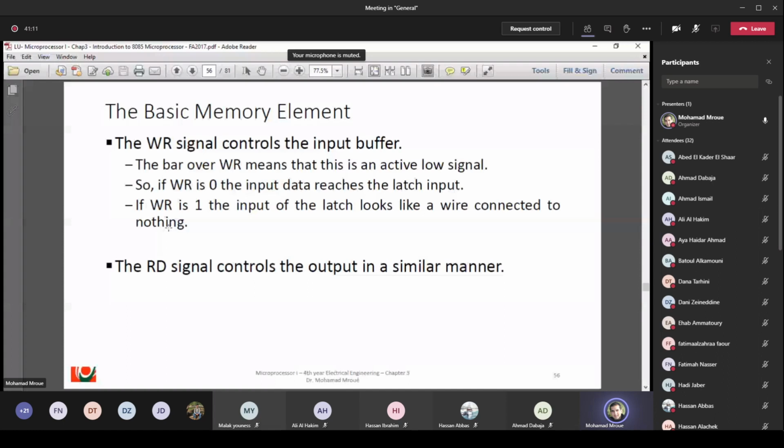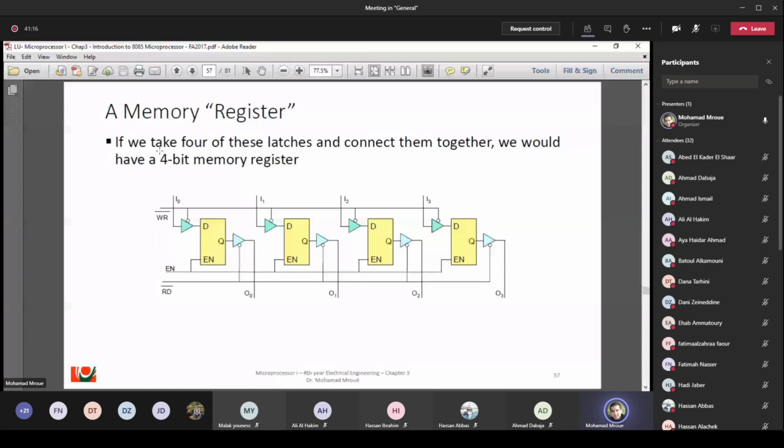Now, if we take 4 of these latches and connect them together, we would have a memory register, for example a 4-bit register. That means we have 1 memory location formed by, for example, 4 D latches. We have to do the same for all the D latches to form a memory register of 4 bits. The control is the same: to write, WR should be at 0, and to read, RD should be at logic 0. I0, 1, 2, 3 are the inputs, and O0, 1, 2, 3 are the outputs.